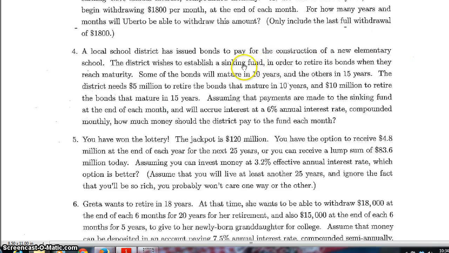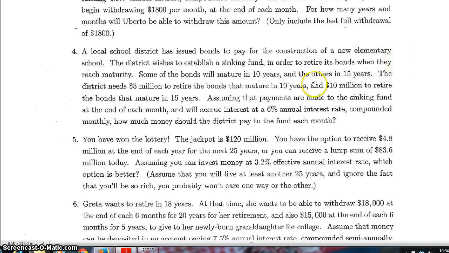When a bond matures, that just means that it has to be paid off. So the sinking fund is a way for the district to set aside funds so that when the bonds come to maturity, when they have to be paid off, they actually have the money to pay it off. They're not left just standing there, not able to do that. So that's why they established the sinking fund.